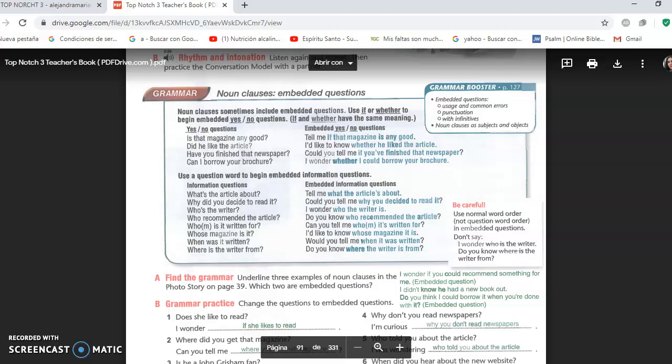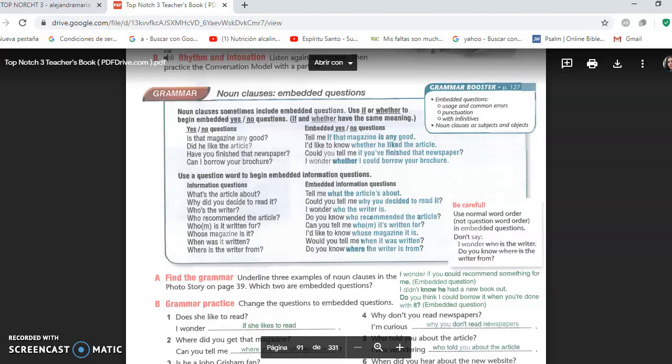Who or whom is it written for? Can you tell me who it is written for? Whose magazine is it? I'd like to know whose magazine it is. When was it written? Would you tell me when it was written? Where is the writer from? Do you know where the writer is from?